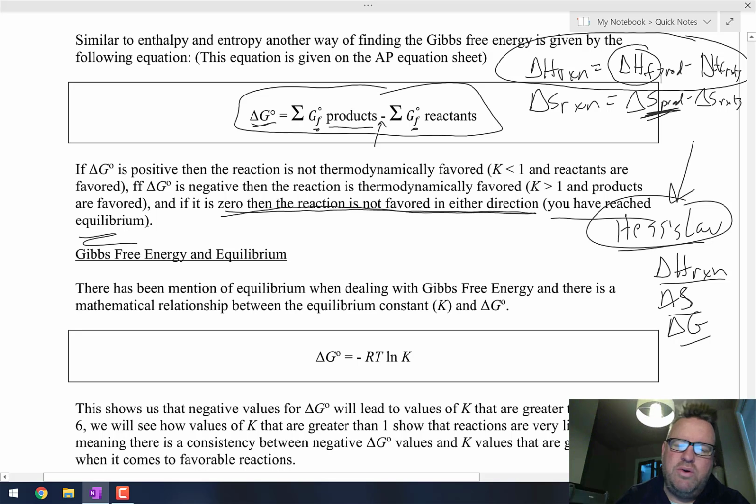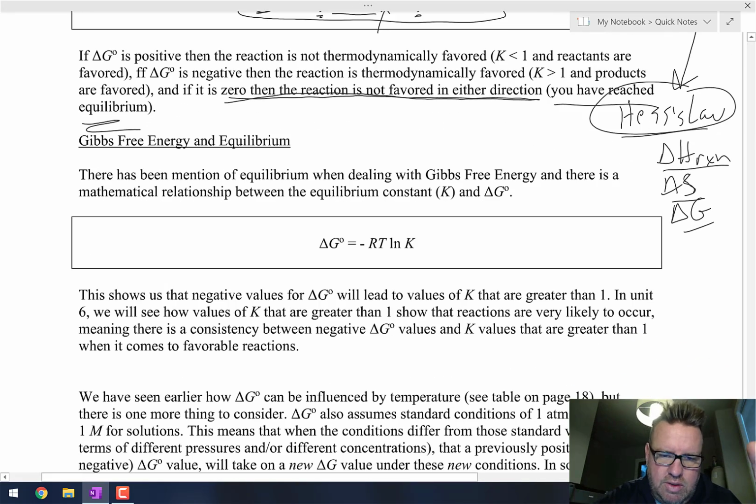Okay, and equilibrium is going to be our next unit. So I just want to introduce this equation right now. You won't see anything on it on the most recent test, but in the equilibrium one you might. I just want you to understand here that if delta G is negative, and you've got that negative sign right there, R is always positive, temperature is always positive. And the way natural log works, the natural log of a number that's greater than 1 is positive, and the natural log of a number that's less than 1 is negative.